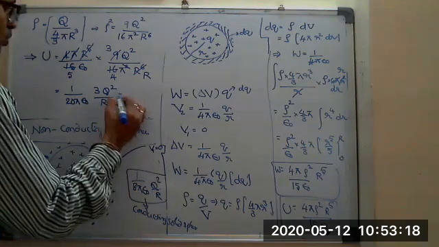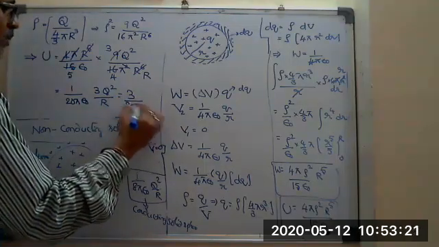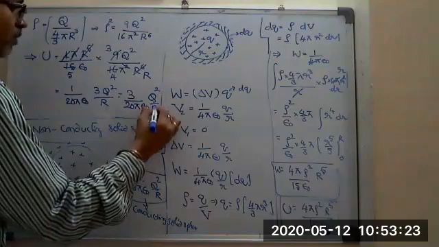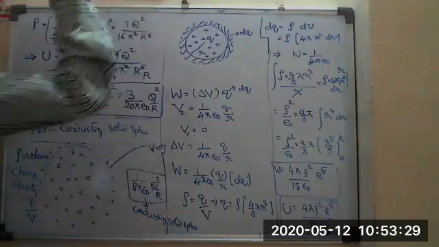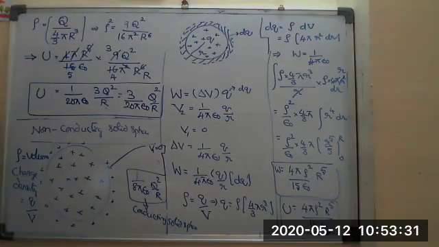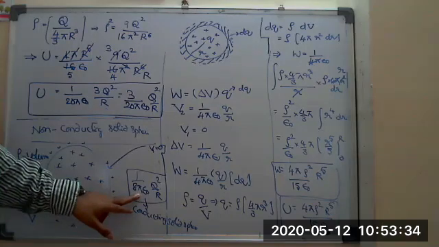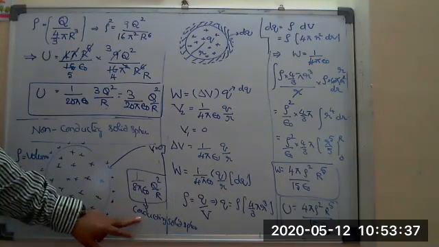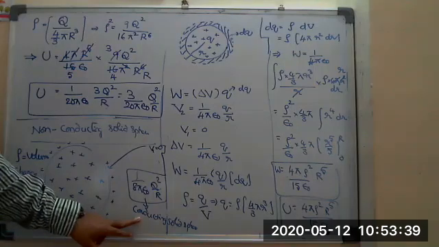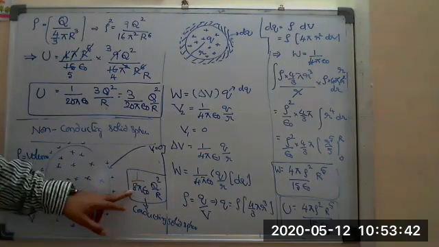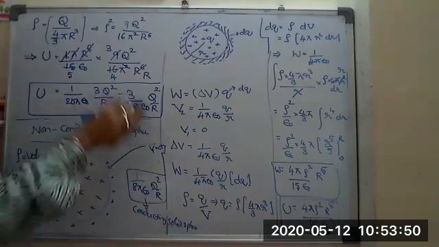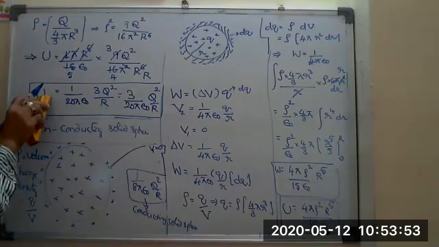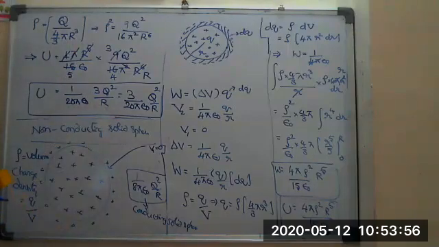This is equal to 3 by 20 pi epsilon naught into q square by r. This is the self potential energy of a non-conducting solid sphere. And this is the self potential energy of either a conducting solid sphere or a conducting or non-conducting hollow sphere. This is 1 by 8 pi epsilon naught, and this is 3 by 20 pi epsilon naught. Try to remember these two. Why? Because many times we have to use them when solving numericals: the self potential energy of non-conducting and the self potential energy of conducting.